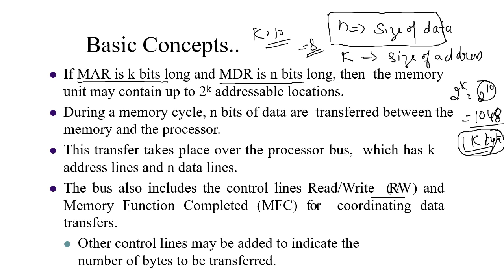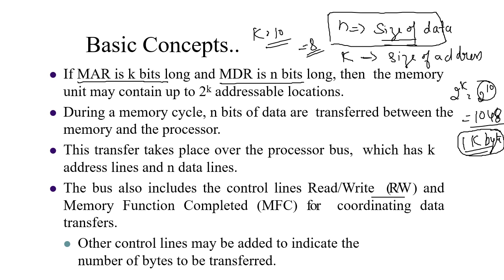So during the memory cycle, n bits of data are transferred between the memory and the processor. Here n is the size of the data. One packet of n bits is transferred from the memory to the processor or from the processor to the memory during the memory cycle. The transfer takes place over the processor bus.